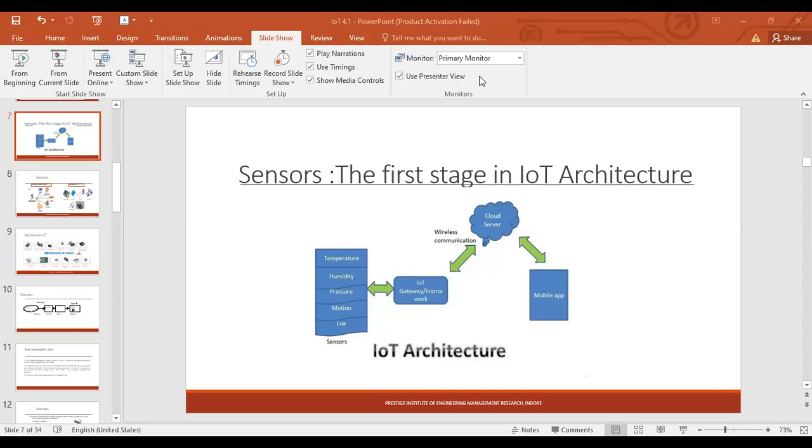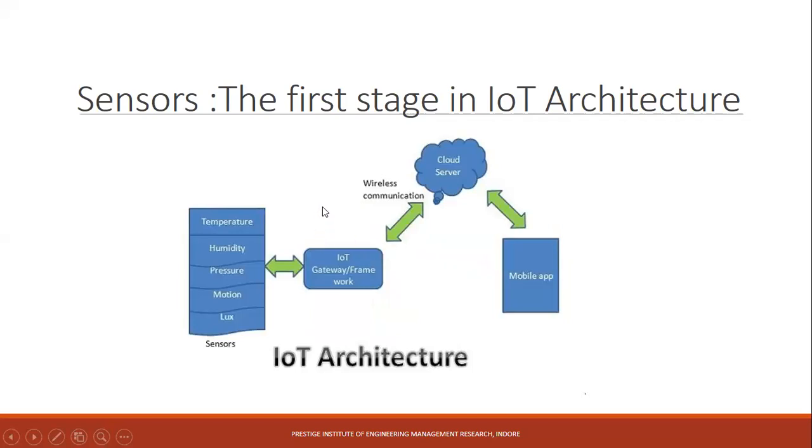So today we will discuss some facts about sensors. Sensors constitute the first stage in the IoT architecture. The sensor is the main entity which is responsible to sense the physical quantity, to sense the physical variable in the surrounding.